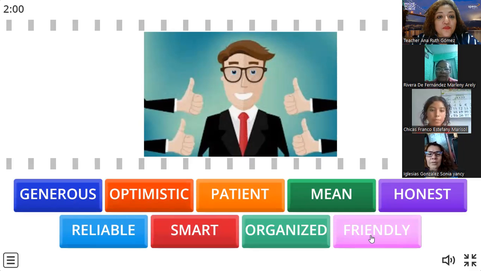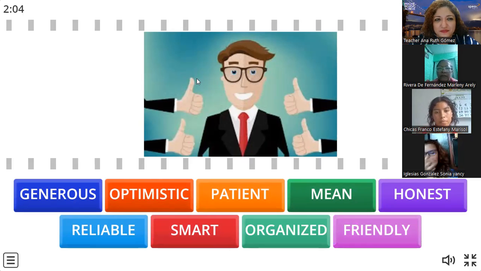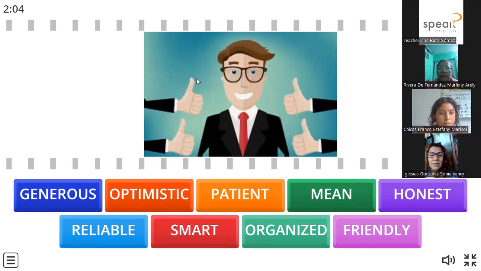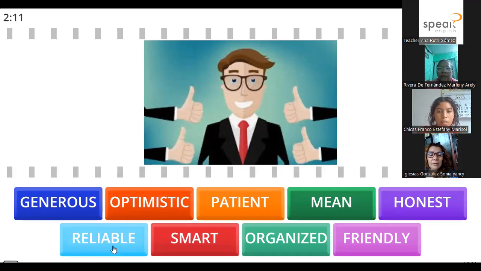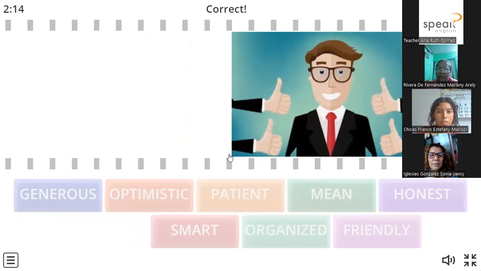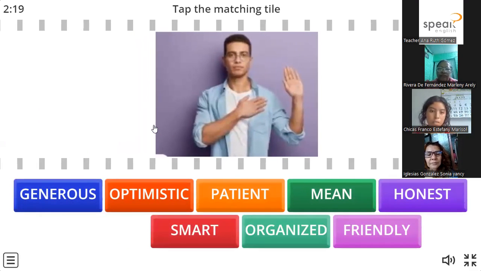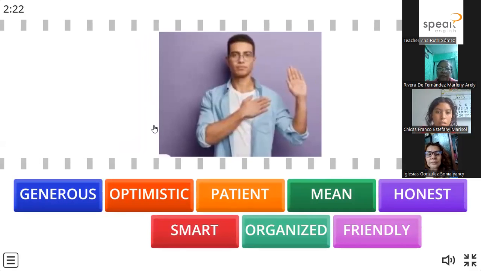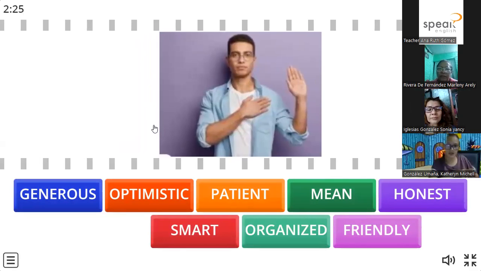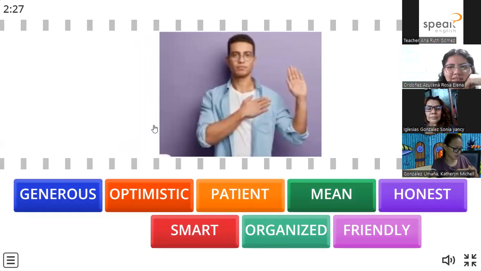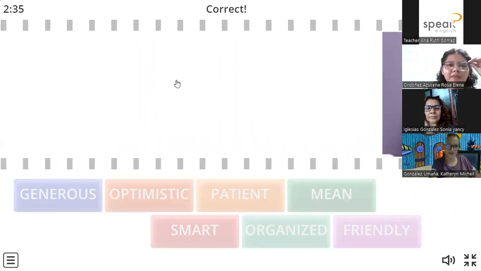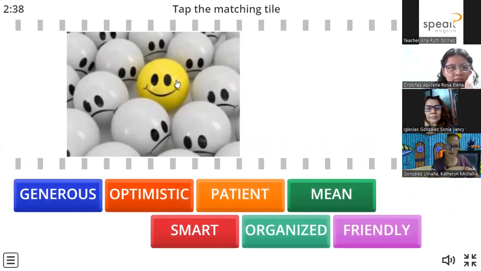Friendly. Okay. All right. So in the picture, what is the correct adjective? Yeah. Reliable. Reliable? This one? Reliable. Let me see. Yes, confiable, reliable, excellent. All right, what about another one? He's honest. He's honest. Are you sure? Yes. Honest? Yes, honesto. He is honest. Me encantó esto.